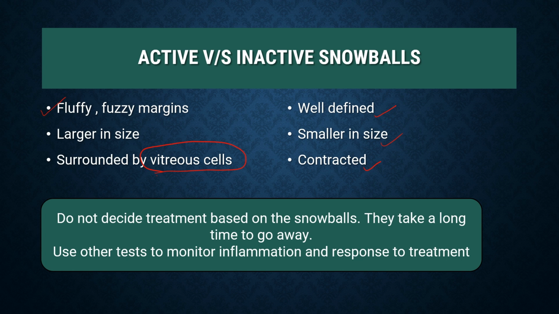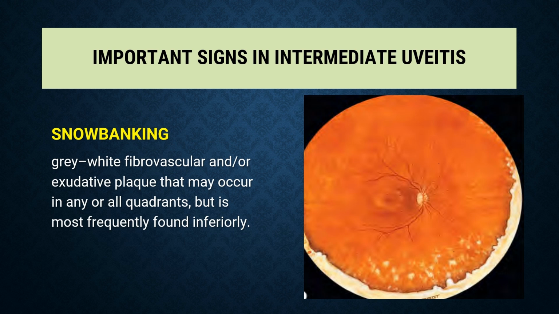However, as a matter of fact, do not decide treatment based on the snowballs. Okay, snowballs really take a long time to go away. You have to rely on other tests to monitor inflammation and response to treatment. So don't think that now the snowballs have contracted and so the inflammation has gone away, so let me just stop the treatment. And also the other way around, suppose you have given treatment, the vitritis has resolved and there are no leaks on the FFA, which we will be discussing in a while, but you still see those snowballs. So don't just continue your treatment based on the morphology of snowballs. Okay, so that is what I mean to say.